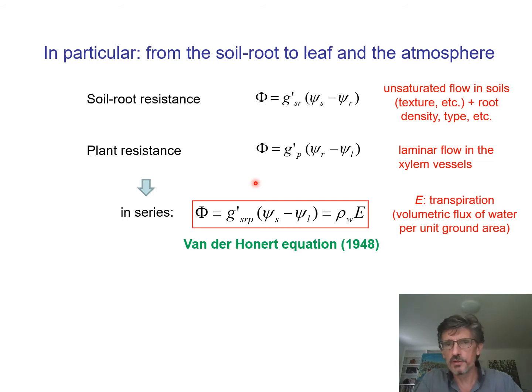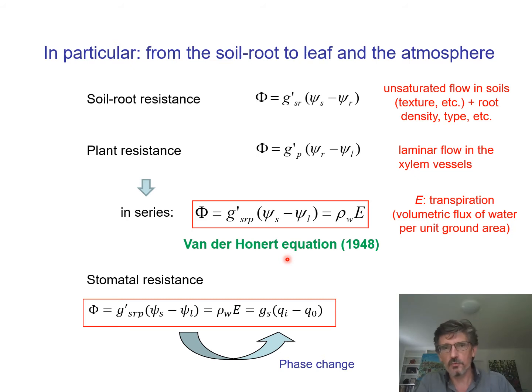We can, of course, put the two resistances in series together and write the flux as the series of the soil-root and plant conductance times the gradient between the soil water potential and the leaf water potential. This, of course, is equal to the flux of water that exits from the plant into the atmosphere. And this E, we will call E the evaporation, the transpiration flux in terms of still length per time, but it will be water vapor, whereas here it is liquid water. This is the van den Honert equation proposed in 1948. Van den Honert was a Dutch ecohydrologist, ante litteram if we want.